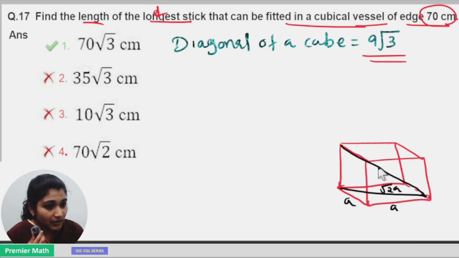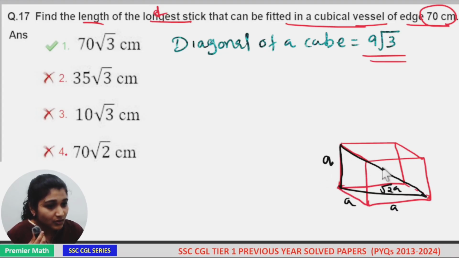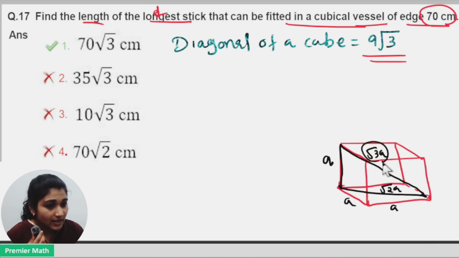Now, if this is a triangle with sides a and root 2a, then the third side should be root 3a. So this is the diagonal of the cubical vessel, this one.